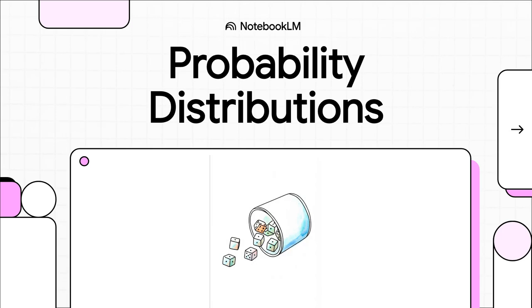We're surrounded by what looks like total chaos. Stock prices, weather patterns, even the number of people in a coffee shop. But what if there's a hidden order to it all? Today, we're going to crack the code using some of the most essential tools in data science, probability distributions.